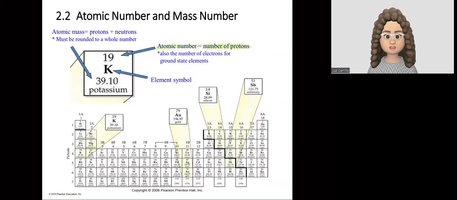So far in our discussions, we're just talking about ground state elements. Ground state elements are elements that have not lost electrons and are not charged. So in this instance, the atomic number is also the number of electrons for an atom.